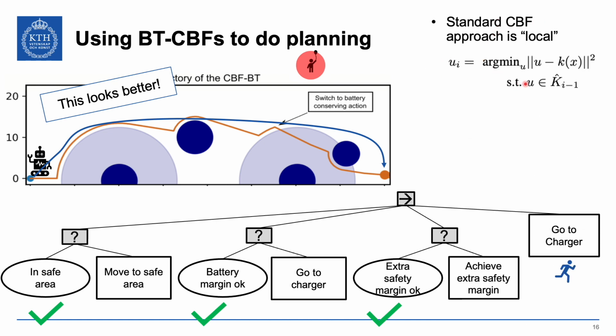So this is what the control looks like. You pick a U inside of this allowed set that is as close as possible to some desired control K of X. So if this K of X is go to charger, you're going to have something that goes straight to the charger unless you really need to do something else not to violate these constraints. So it is kind of local by design. However, and that might make sense.